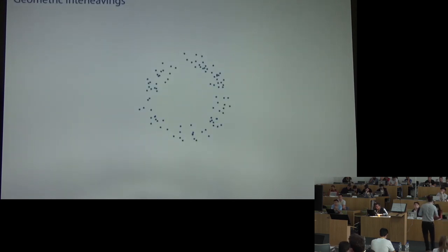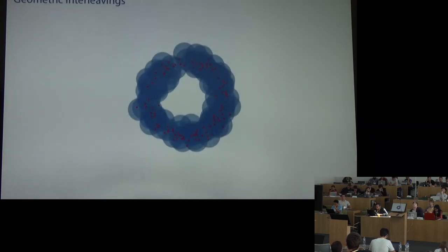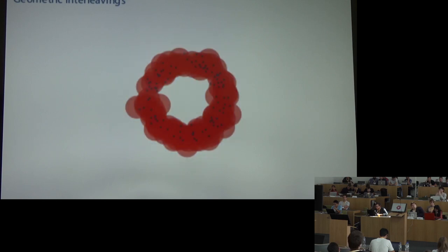Okay, the notion of interleavings is very important to us, and we have seen this in the proof before. Let me show a geometric illustration of this. We have a point cloud in blue, we have another one in red. They are close in Hausdorff distance. That means the red point cloud, which is not very visible anymore, but it's still there, is covered entirely by the blue balls of a certain radius, and vice versa, the blue point cloud is covered by the red balls.